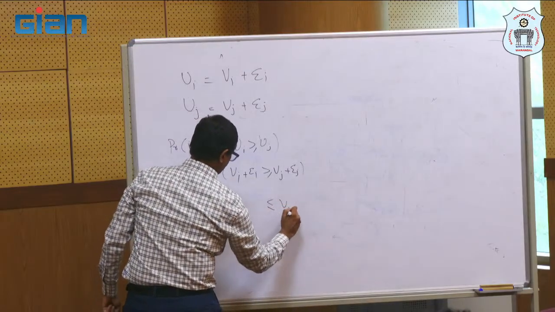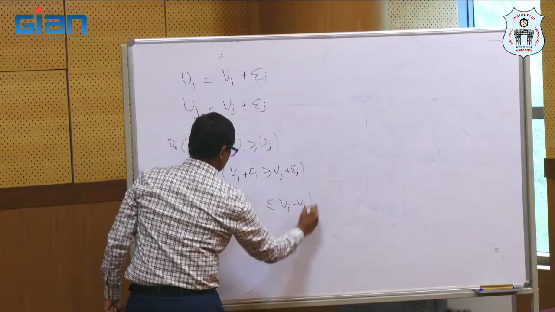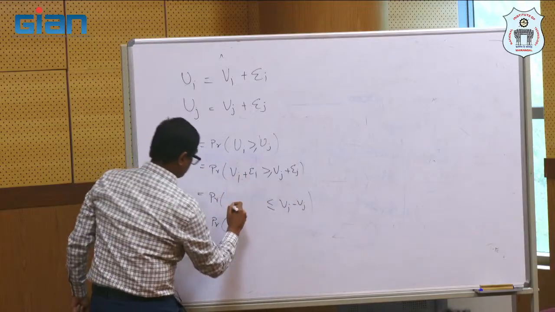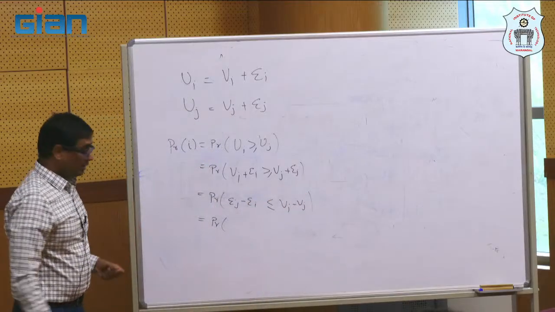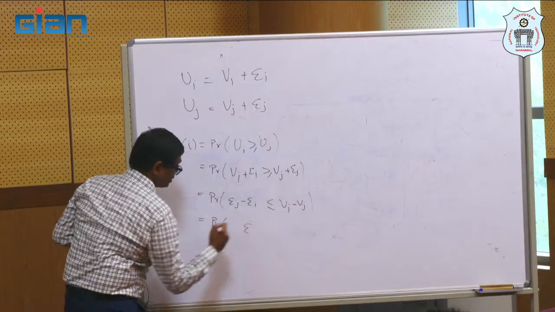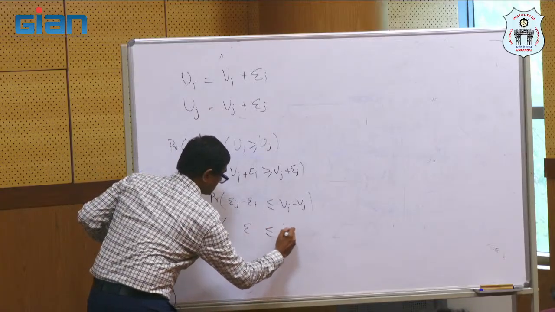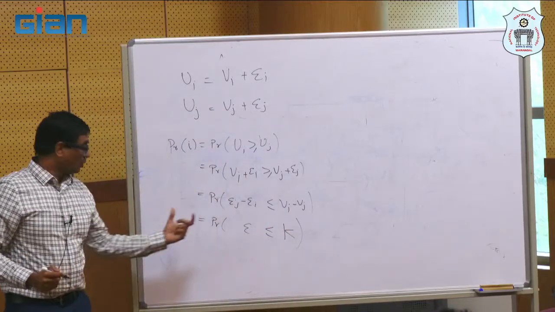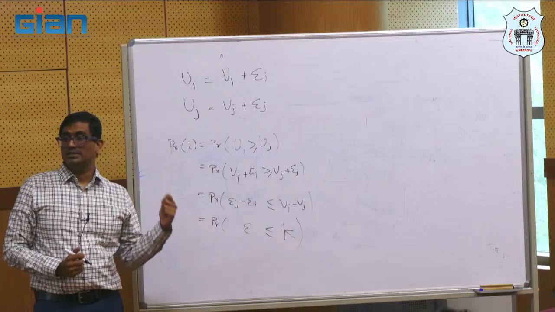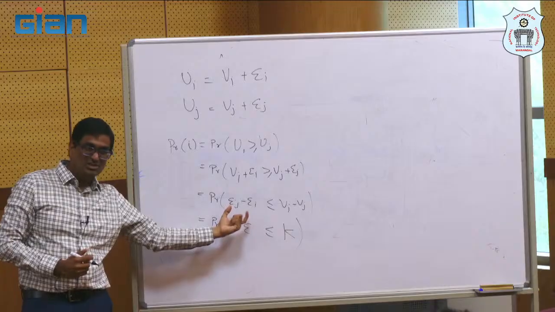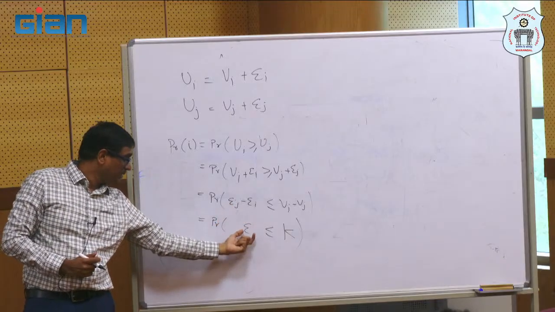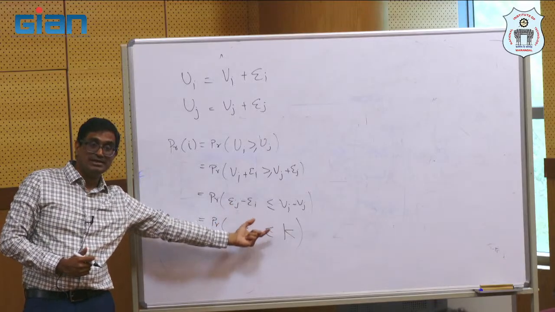Do it from this Pi minus G epsilon J. Okay, so this I will write as epsilon. This is some constant. What does this look like? It is the probability that a random variable is less than k, because epsilon I and epsilon j are random variables, so their difference is also a random variable.